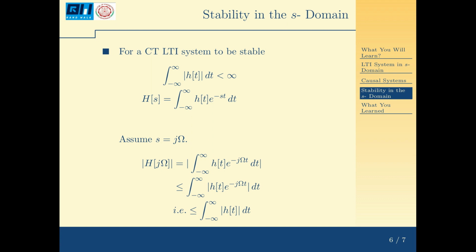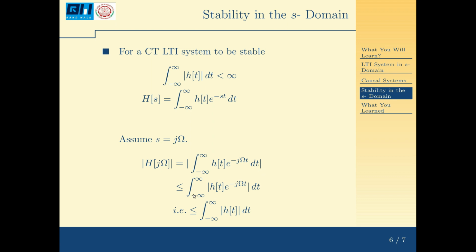Now let us look at stability in the s domain. For a continuous time LTI system to be stable, h(t) should be absolutely integrable. That is, the integral from minus infinity to infinity of mod h(t) dt should be less than infinity. So H(s) is the integral from minus infinity to infinity of h(t) e raised to minus st dt. And assuming s equals sigma plus j omega, with s equal to j omega, mod H(j omega) becomes the mod of the integral from minus infinity to infinity of h(t) e raised to minus j omega t dt.